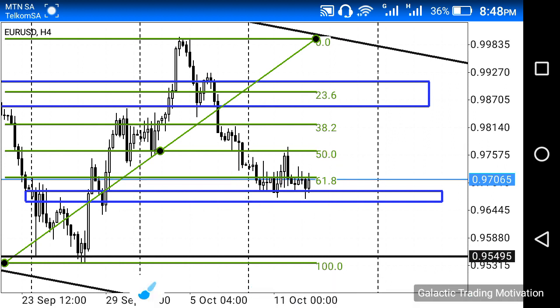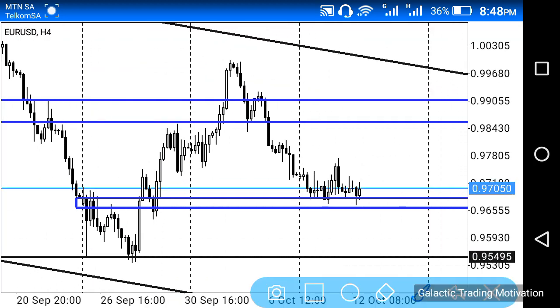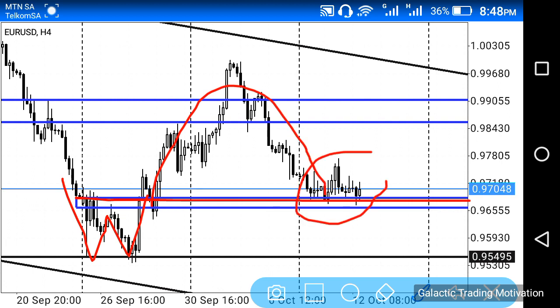and that is because we have confluence. Number one, we have this W structure. Number two, we have this neckline being broken to the upside. Number three, we have price rejecting at this level, which is the neckline. And number four, we have the neckline aligning with a key Fibonacci number, right?